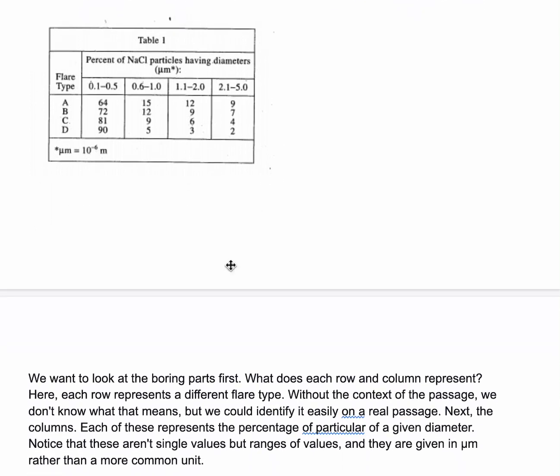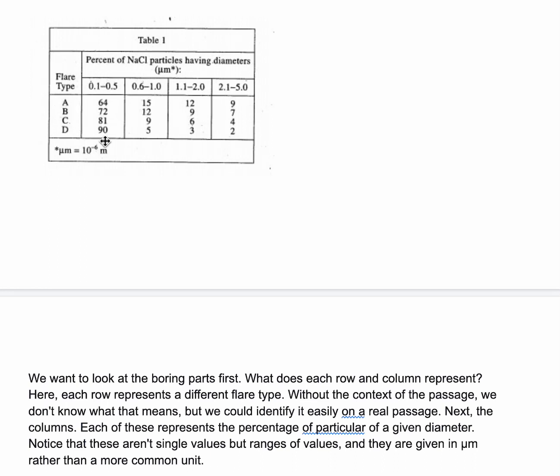So first of all, the boring parts, right? What does each row and column represent, right? Here, each row is a flare type, okay? And something in the text part will tell you what flares are, all right? Probably, I don't know, solar flares, who knows? But you read about it.